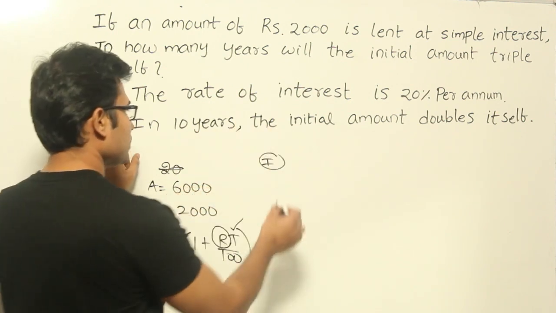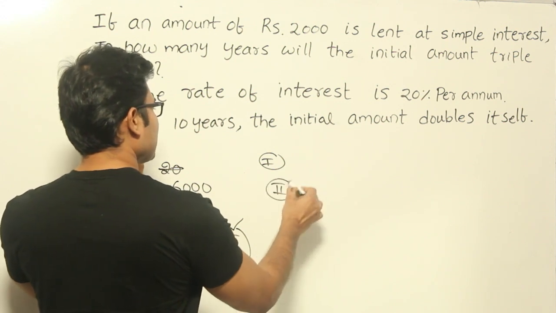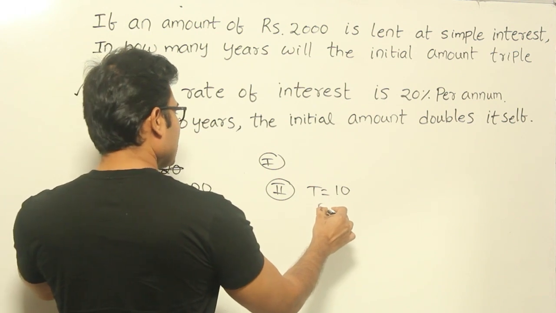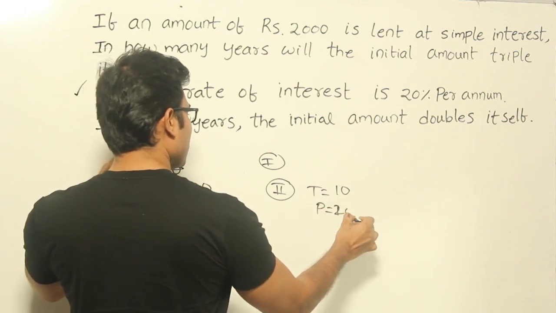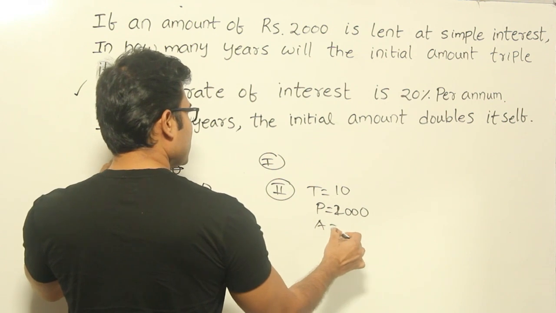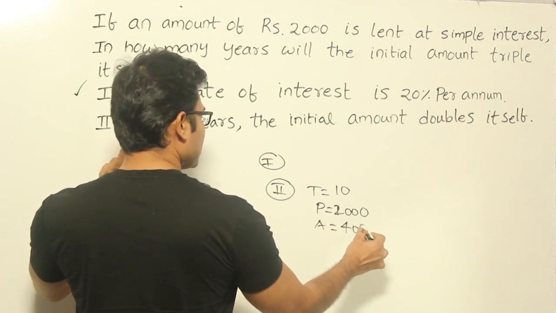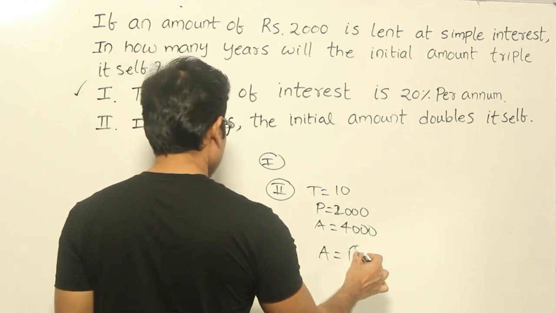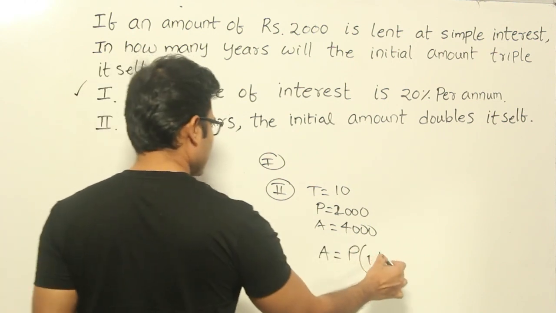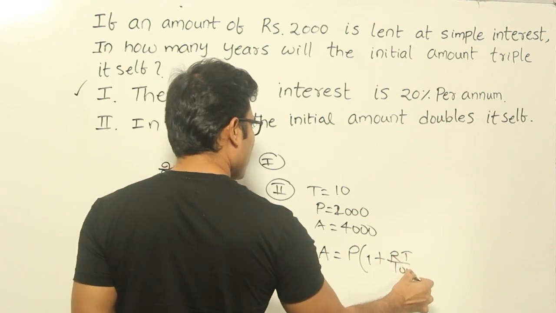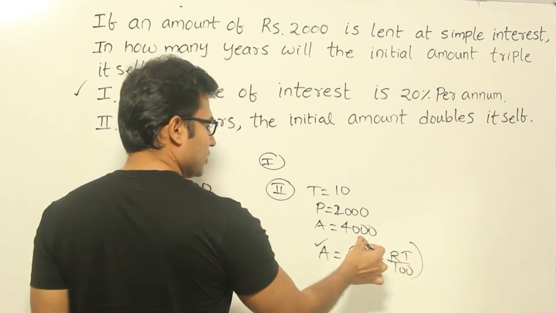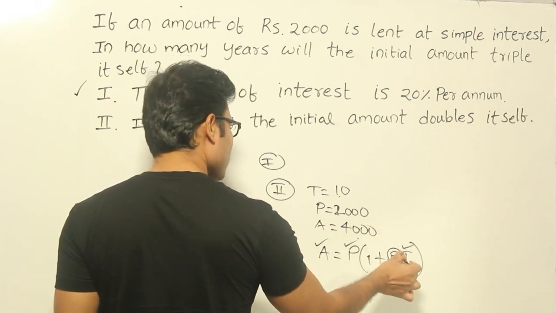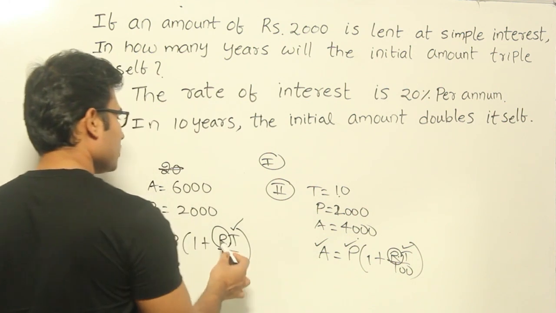Now they are saying in the second statement, in 10 years, which means T equals 10, the initial amount, meaning the principal amount equal to 2000, will double itself, which means it is going to become 4000. This is what is given. Okay. Now if you substitute in the formula, A equals P into 1 plus RT by 100. Now what are given? A is given, isn't it? P is given and T is given. From this you can find out the value of R, and that particular value of R you can use here.